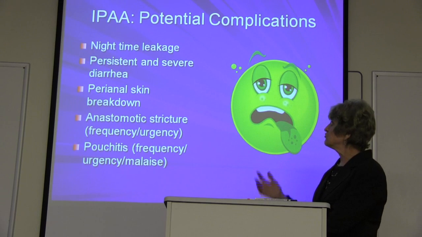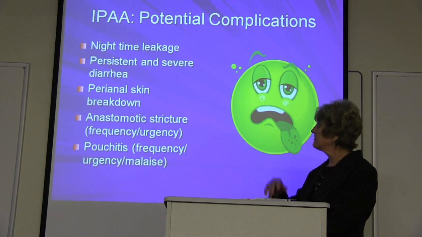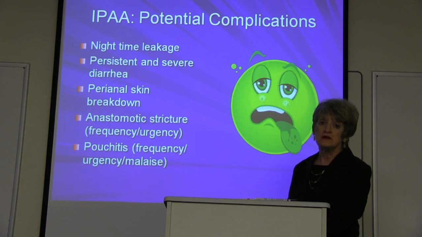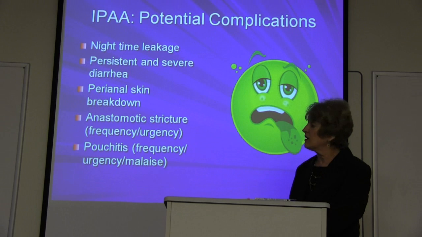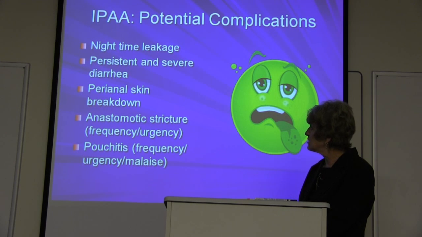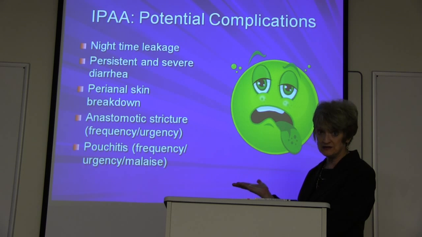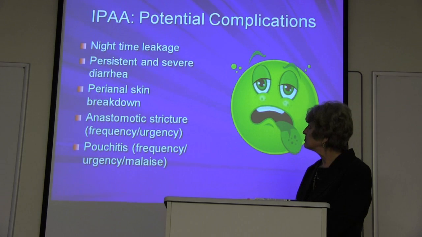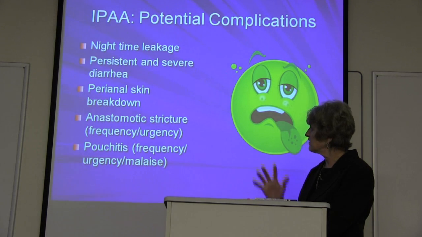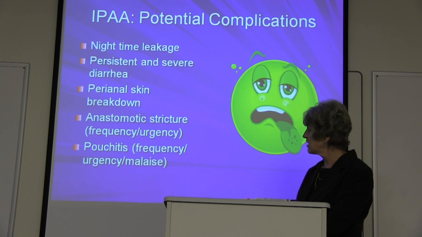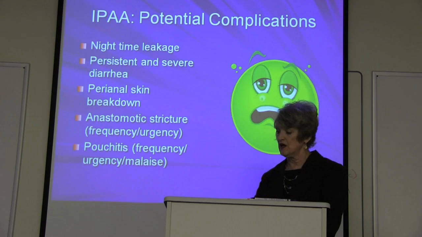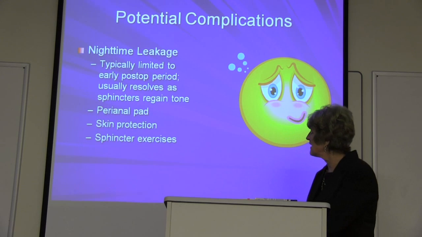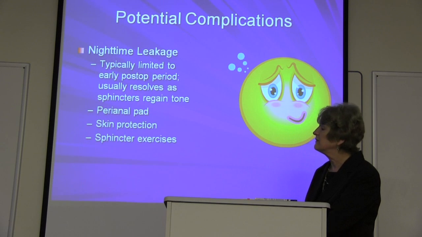What are the potential complications? Well, we've talked about a lot of these as we've gone through. Nighttime leakage. This is more common early post-op. We'll talk more about that. Persistent and severe diarrhea. We'll summarize prevention. Perianal skin breakdown we've talked about. Anastomotic stricture causing frequency and urgency, and pouchitis. So we'll talk about each of those in a little more detail.